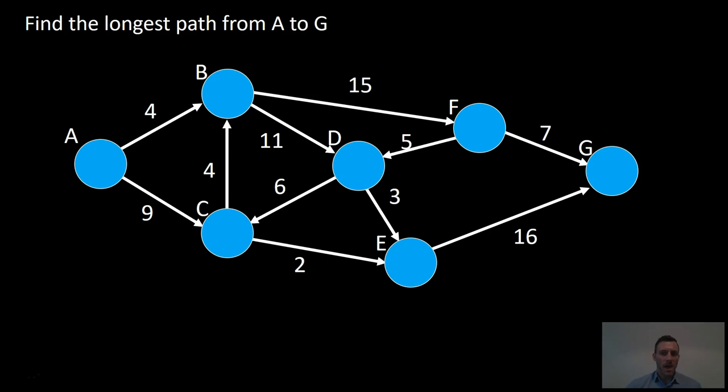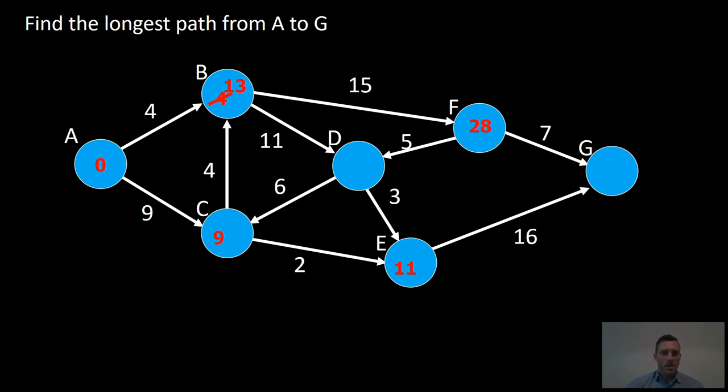Let's find the longest path from A to G in this network. First, we assign a value of 0 to the starting node. Now we find unlabeled nodes that are only accessible from the node that we've already labeled. The first one is B, so we'll label it with 4. The next one is C, so we label it with 9. Once we get to C, we can go to E or B. So if we go to E, it's going to be 11. If we go to B, it's going to be 9 plus 4, which is greater than 4. So we cross out 4 and we write 13 for B, because that's the maximum path to get to B.